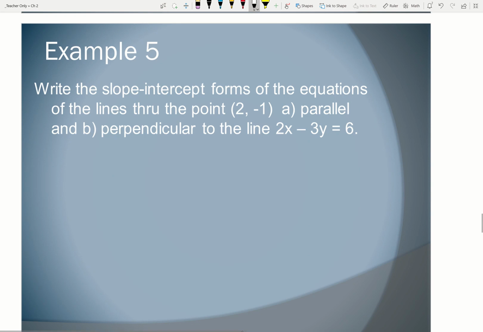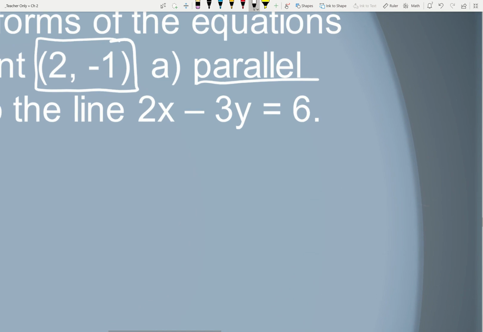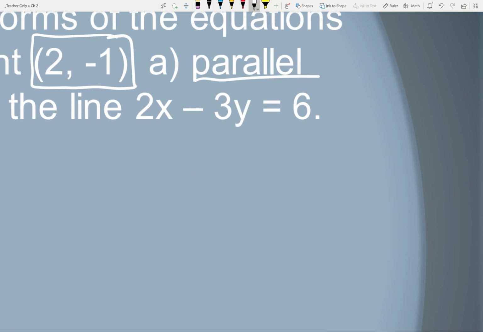Okay, as another example here, it says, write the slope-intercept forms of the equations of the lines passing through this point. So we need to be able to pass through this point, (2, -1). And we also need to be parallel to this given line down here and also perpendicular to that line. Okay, so I'm going to go ahead and first point out the fact that if I give you a line that I need to either be parallel or perpendicular to, then remember, the way that we figure that out is we look at the slopes of the lines.